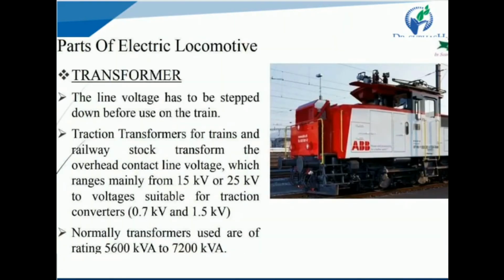Now the parts of an electric locomotive. The first part is the transformer. The line voltage has to be stepped down before use on the train. Traction transformer for trains and railway stock. The overhead contact line voltage, which ranges mainly from 15 kV to 25 kV, is converted to a voltage suitable for traction, 2.7 kV to 1.5 kV. Normally the transformers used are of rating 5600 kVA to 7200 kVA. This is the transformer used in an electric locomotive.